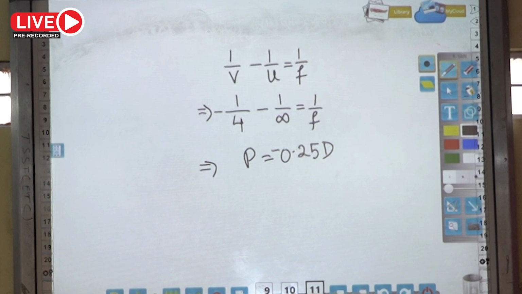So the logic is that if you use this spectacle with this power, which will produce this particular focal length, then an object which is at infinity will have its image produced at 400 centimeter such that you can see, because your far point comes to 400. So the object at infinity should produce its image at 400. Then you can see. That work is done by the spectacle.